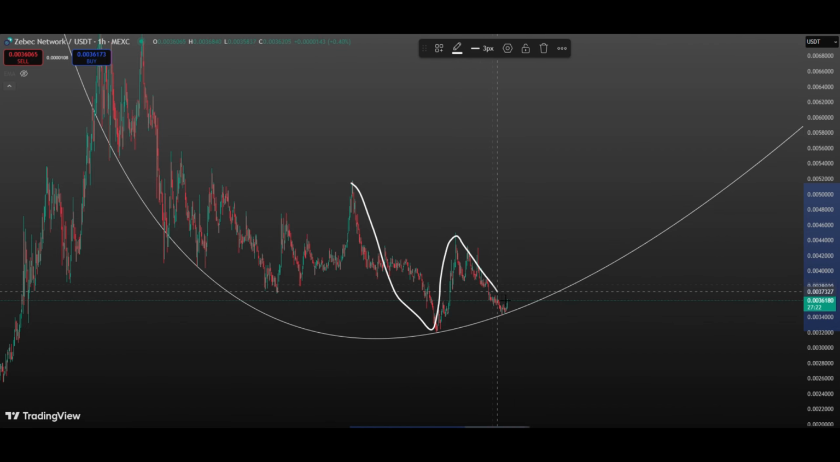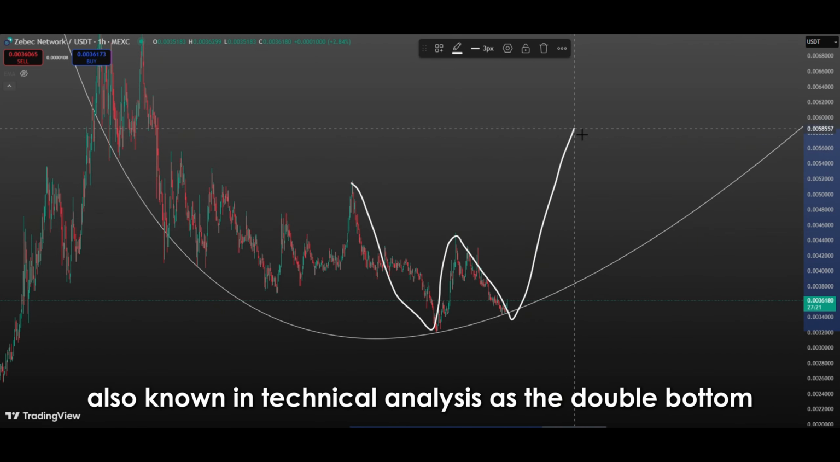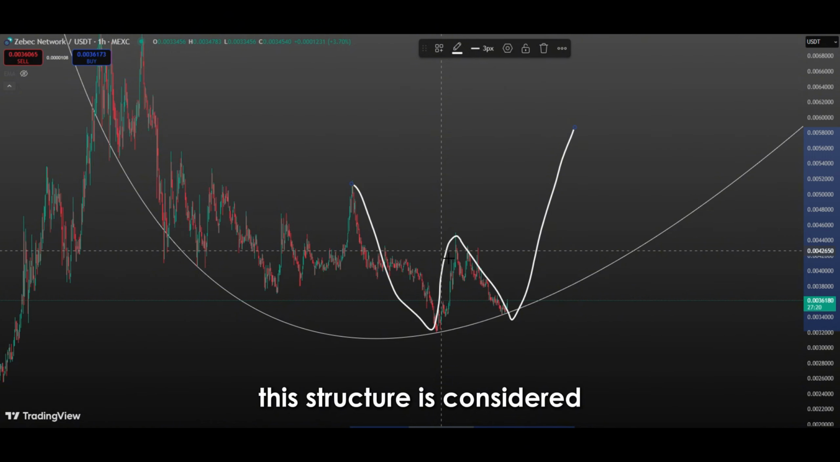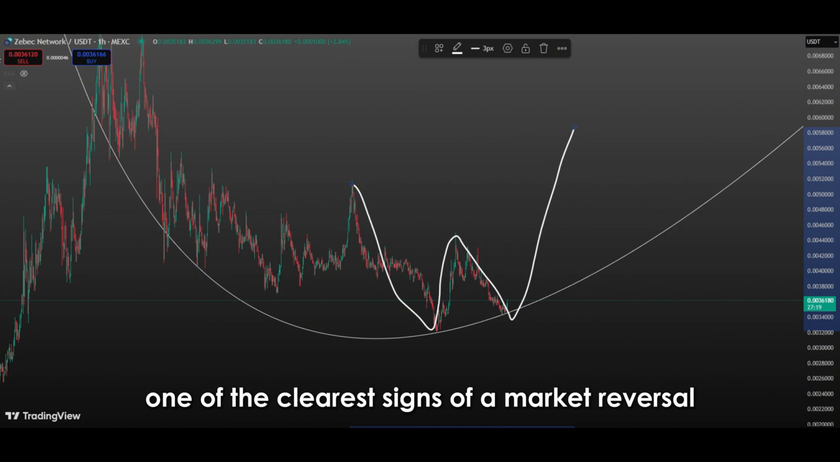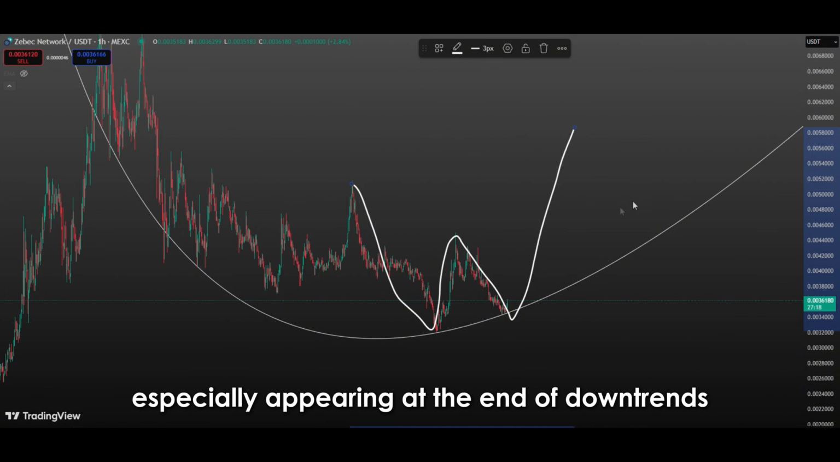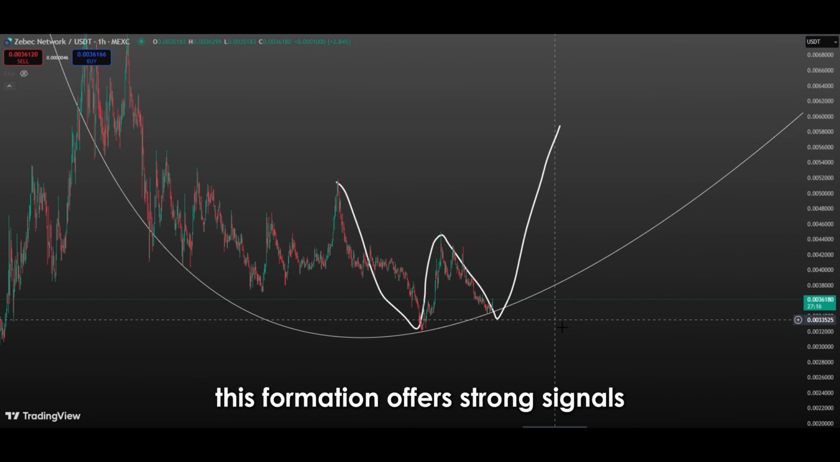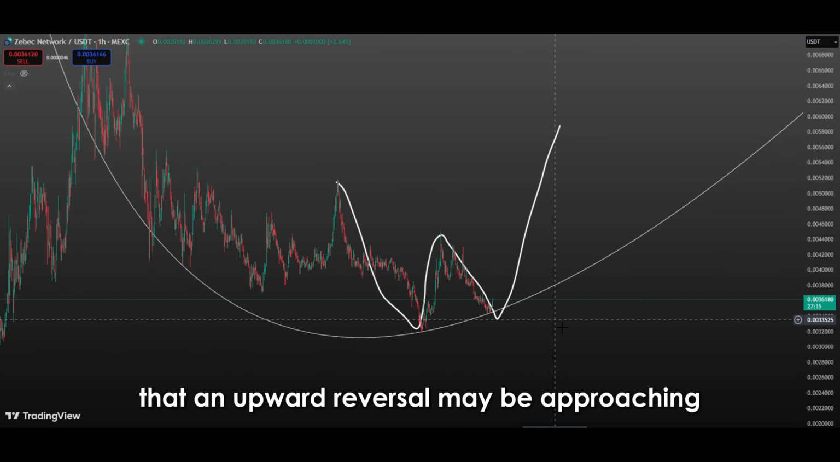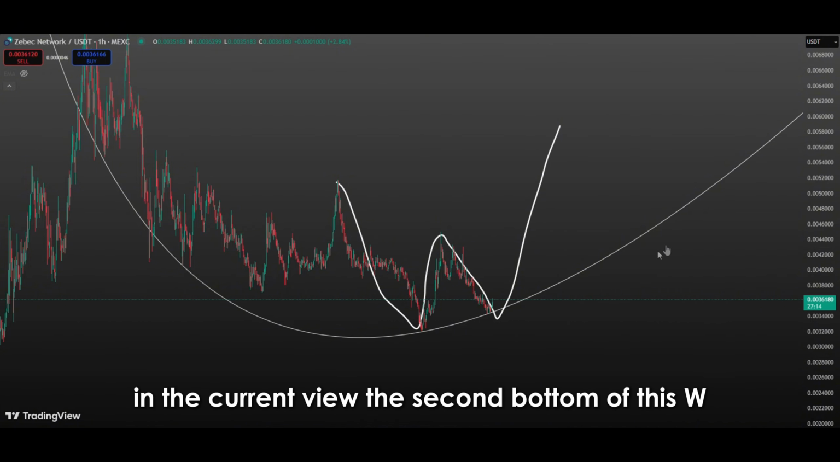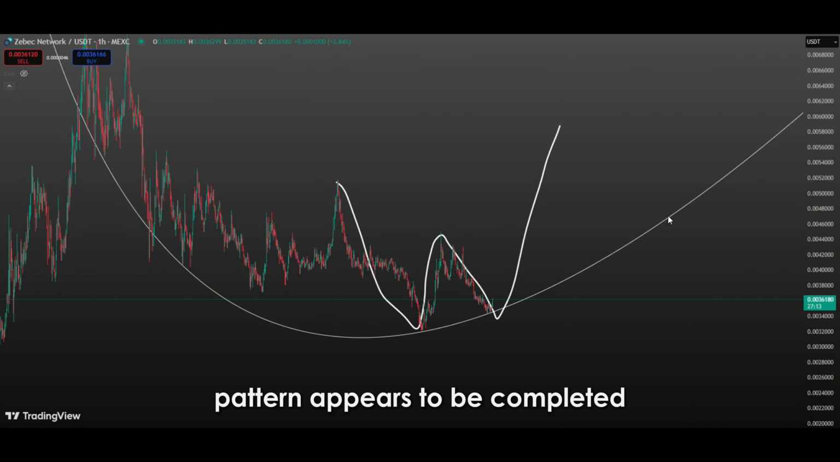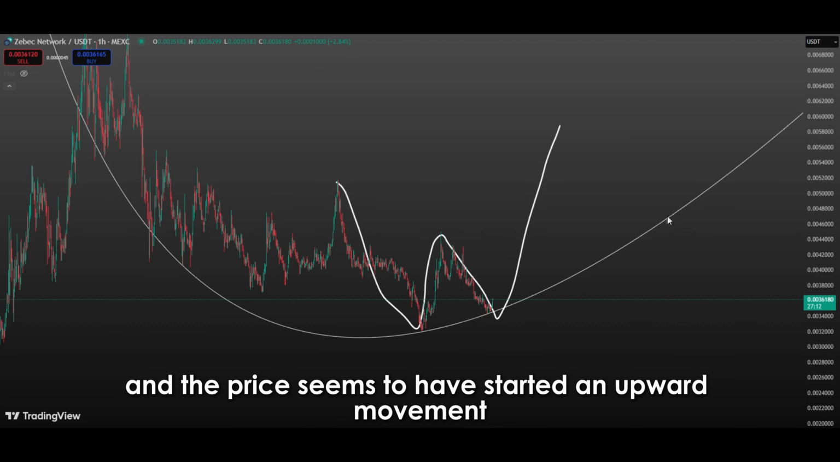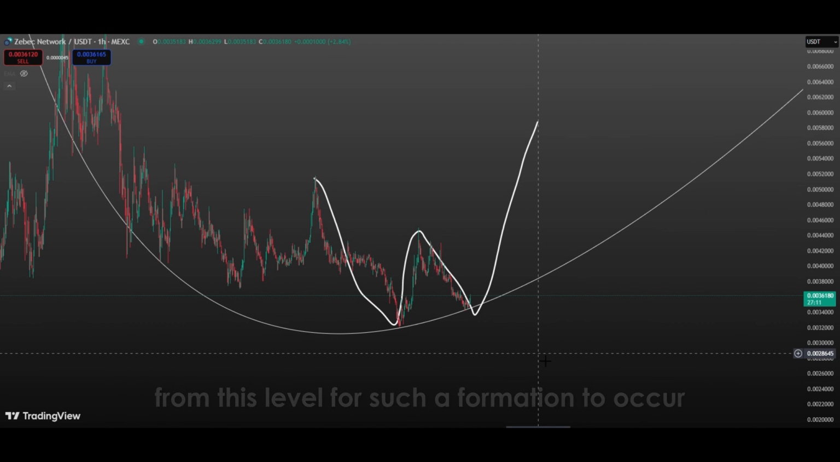Also known in technical analysis as the double bottom, this structure is considered one of the clearest signs of a market reversal. Especially appearing at the end of downtrends, this formation offers strong signals that an upward reversal may be approaching. In the current view, the second bottom of this W pattern appears to be completed, and the price seems to have started an upward movement from this level.